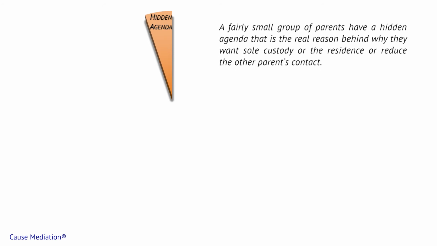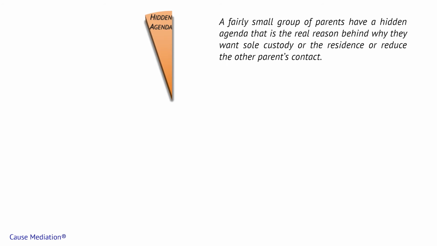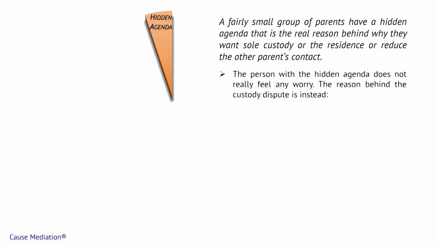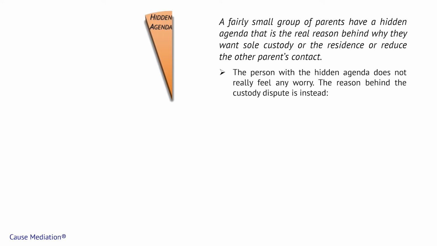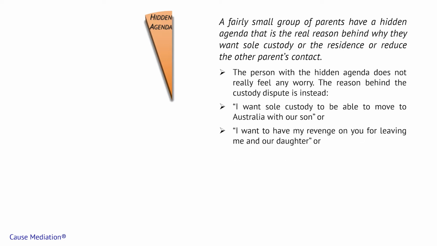A fairly small group of parents have a hidden agenda that is the real reason behind why they want sole custody or the residence or to reduce the other parent's contact. The parents in this group may be characterized by: the person with the hidden agenda does not really feel any worry. The reason behind the custody dispute is instead: I want sole custody to be able to move to Australia with our son, or I want to have my revenge on you for leaving me and our daughter, or I don't want your new partner to take my role as a parent.